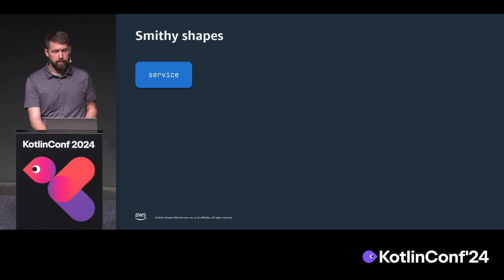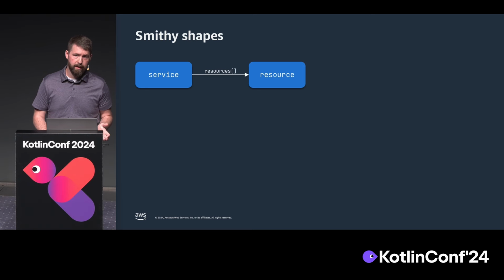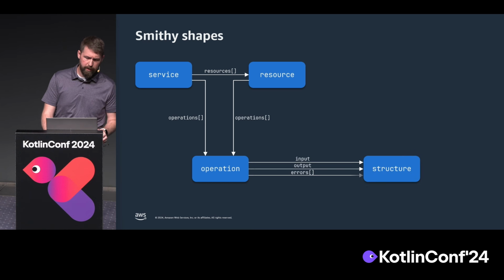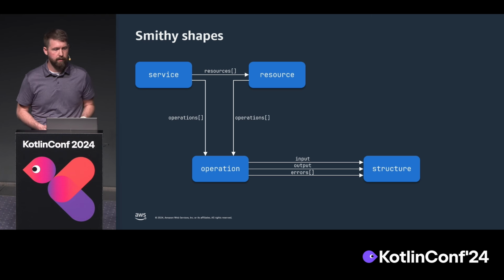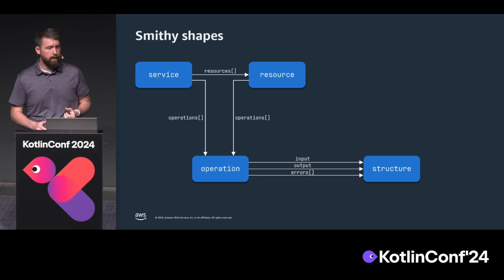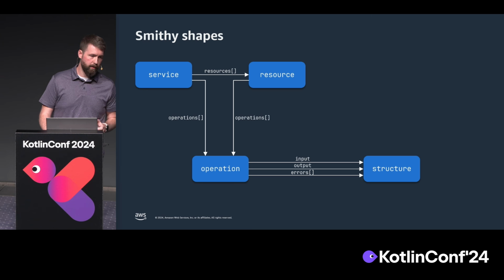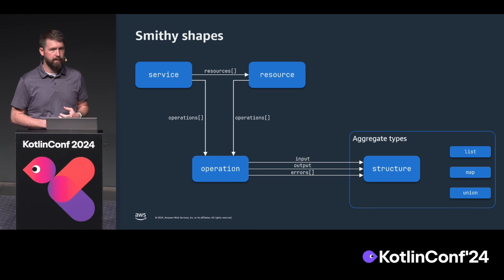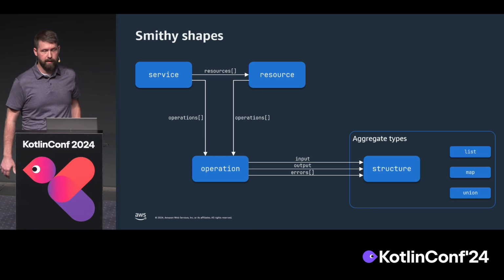So we've seen the service shape. Let's take a quick look at the other possible shapes we'll see in Smithy's IDL. We know that a service can have zero or more resources, and both a service and a resource shape can contain zero or more operations, which is the functionality that we want to invoke. An operation consists of the input, the output or return type, and the set of possible errors that we might see when invoking it. All of these, the input, output, and errors, are going to be a structure shape in Smithy. And the structure shape is one of Smithy's aggregate types, basically a type that can contain other shapes.